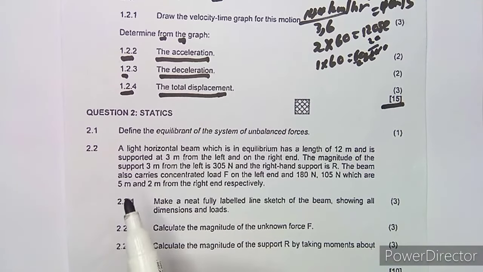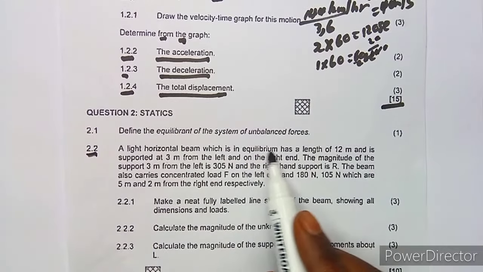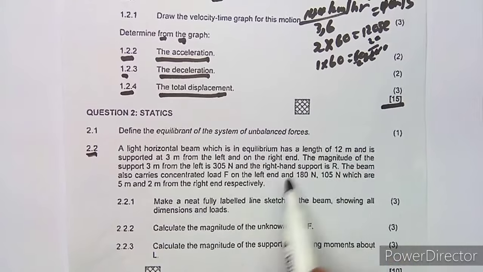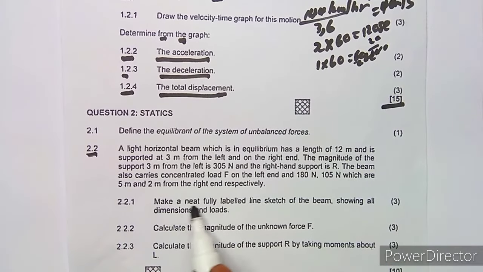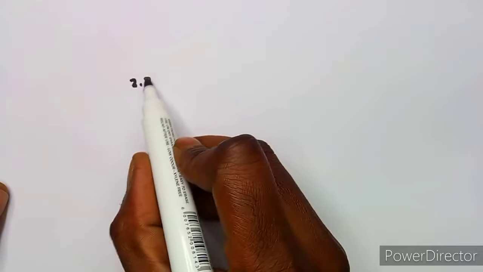On 2.2, we are given that a light horizontal beam which is in equilibrium has a length of 12 meters and is supported 3 meters from... whatever you have. We are asked to make a neat, fully labeled line sketch of the beam showing all dimensions and loads. So we are going to read this as we are drawing the beam, which is 2.2.1. We need a sketch here.